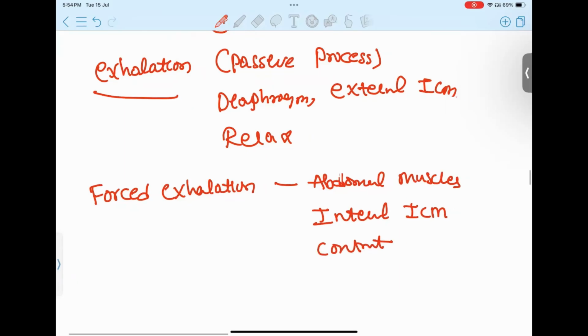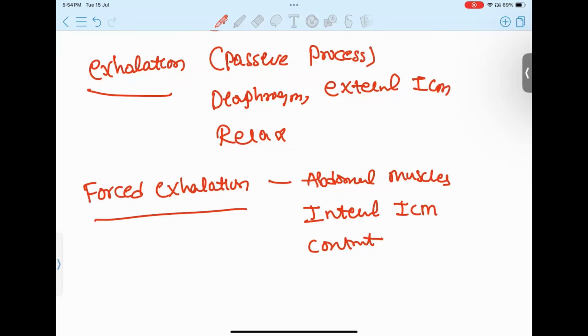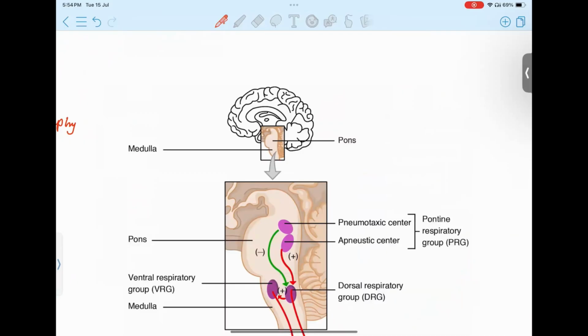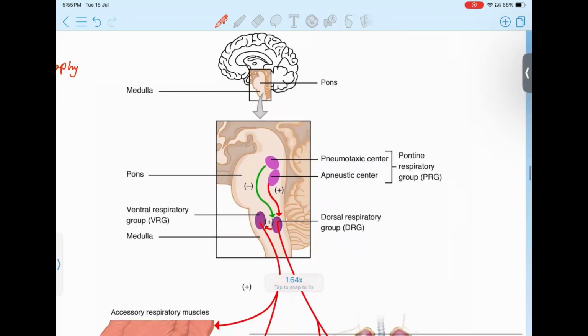So this is what happens in the forced exhalation. Okay, this is the basic. And then we are moving on to the pneumotaxic centers. In the pneumotaxic centers, we have the different types of centers that will be maintained in the brain.